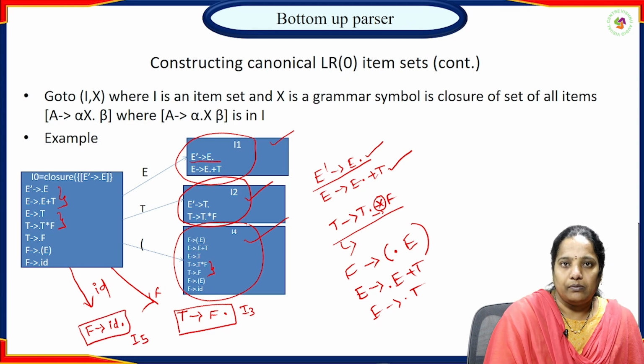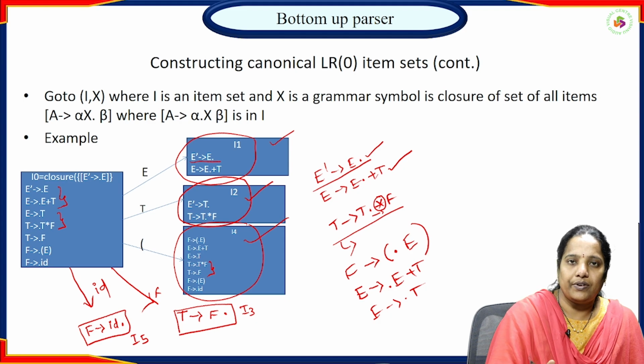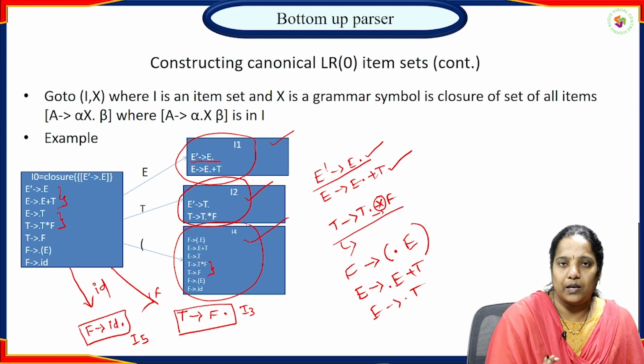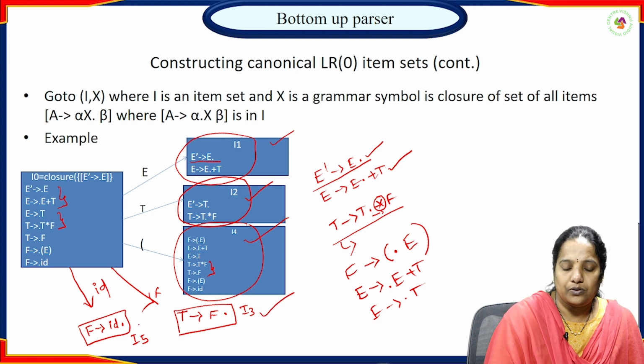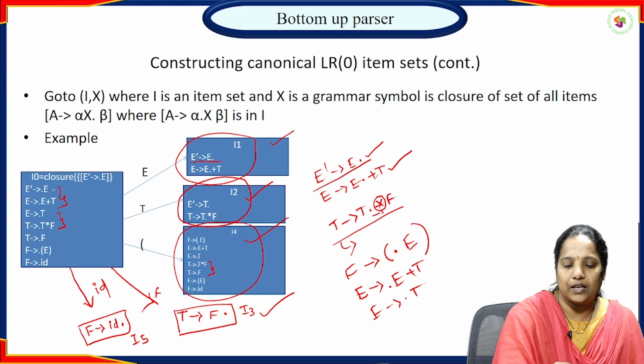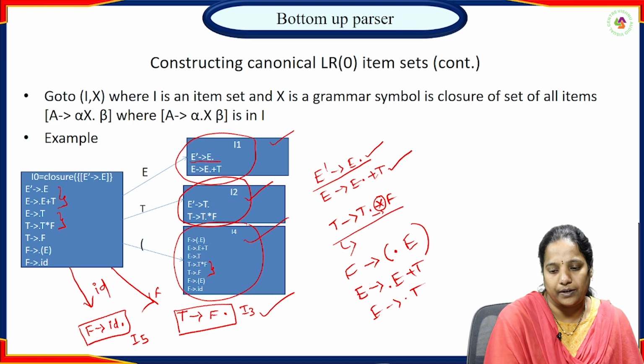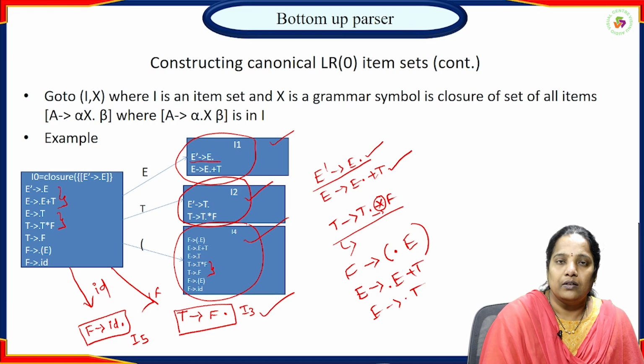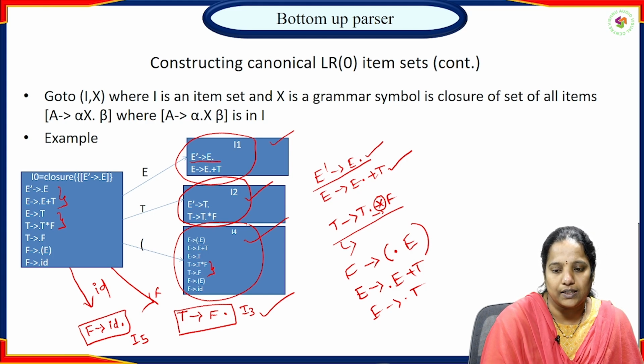From the initial item where the dot is following, for all we need to find out the remaining items by moving the dot by one position. Then you are going to get the items as I1, I2, I3, I4 and I5. And we need to see once again in the initial item, we need to move the dot to the right hand side. Everything is completed. On E it is completed, on T it is completed, on F it is completed, on left parenthesis completed, on ID it is completed. And we need to repeat the same process for the constructed items by moving the dot to the right hand side until there will be no more new items constructed.